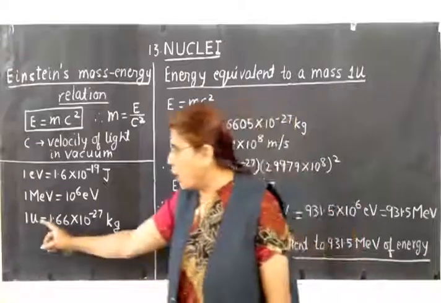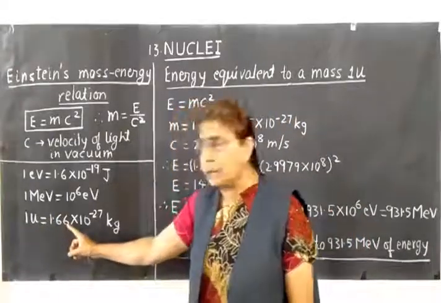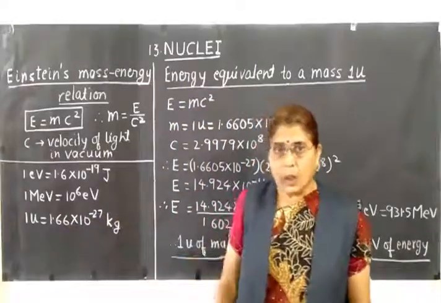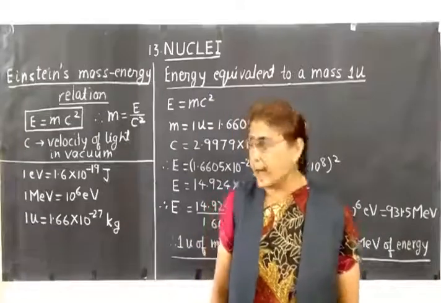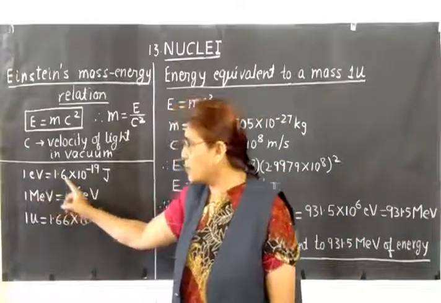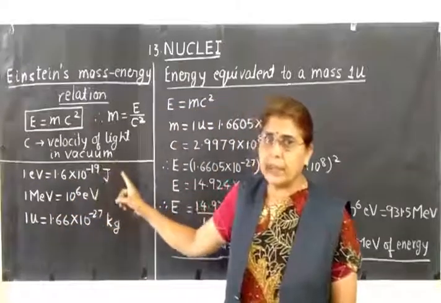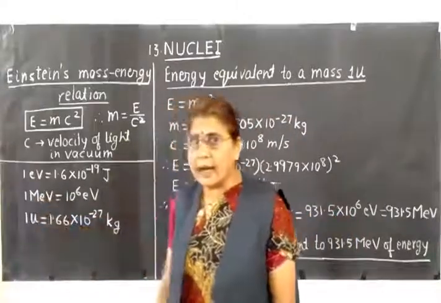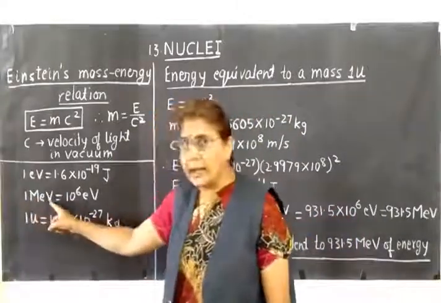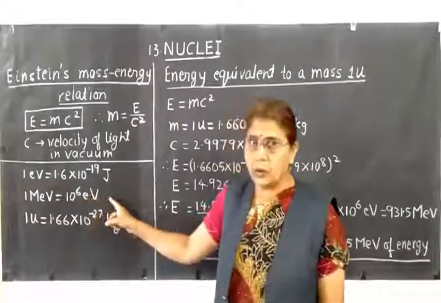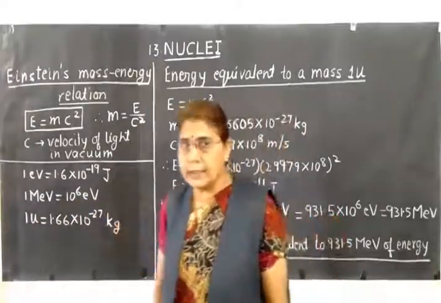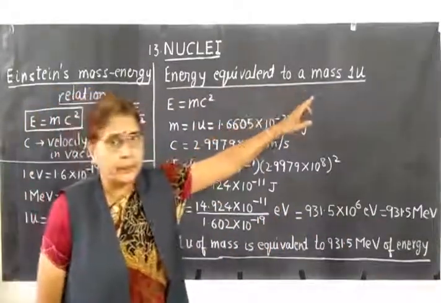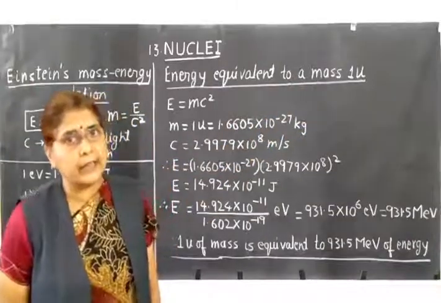Just now we have shown 1 U of mass is equal to 1.66 into 10 raised to minus 27 kg. Also, in the second chapter, you have learned that 1 electron volt is equal to 1.6 into 10 raised to minus 19 joule. And if you want to use a higher unit, it is million electron volt or mega electron volt. So 1 MeV is equal to 10 raised to 6 electron volt. So we shall make use of all these relations to find out the energy equivalent to a mass 1 U. We shall begin with Einstein's mass energy relation.